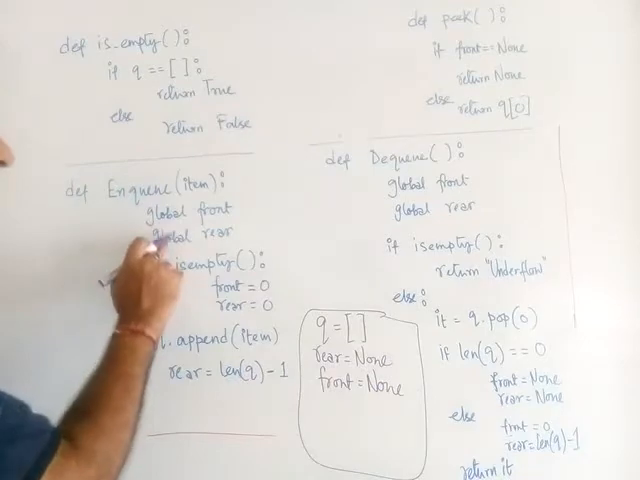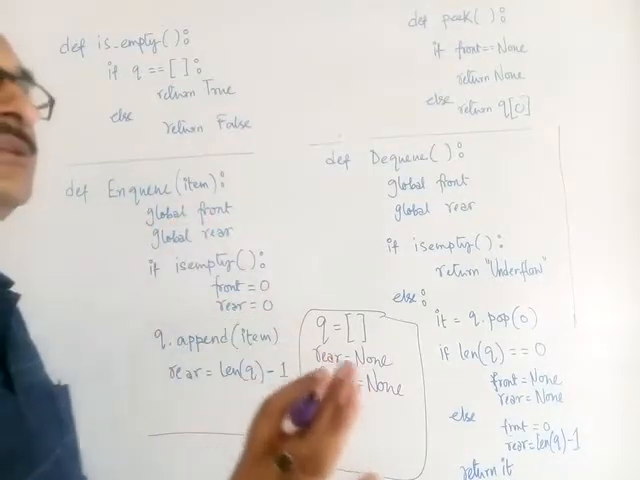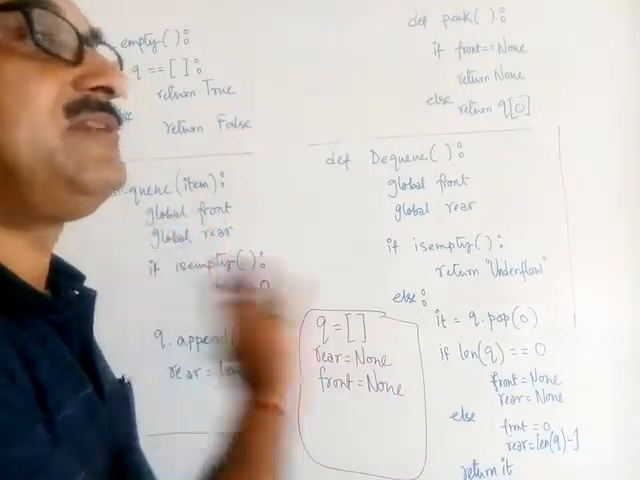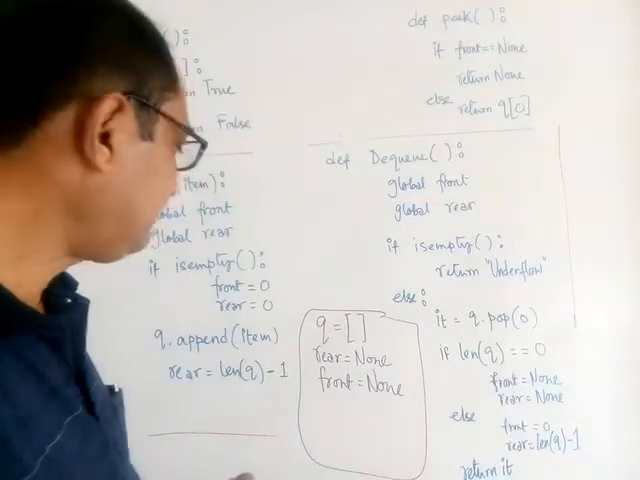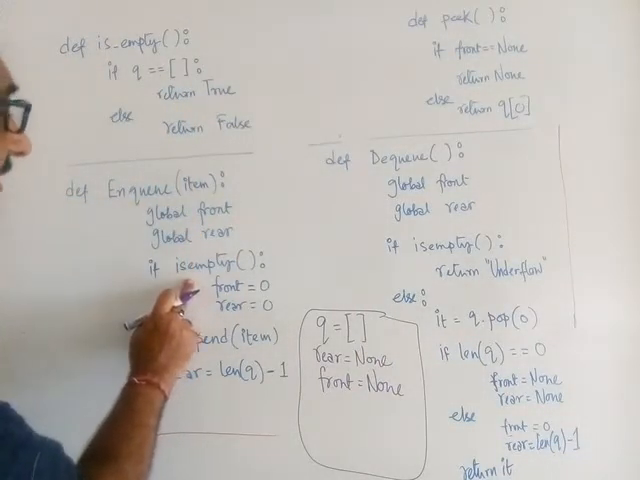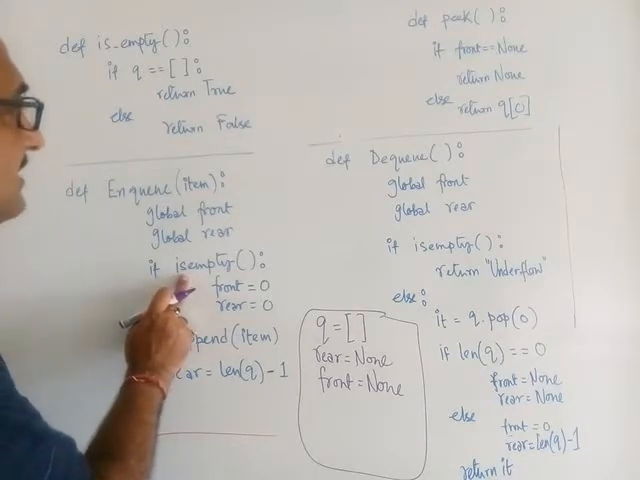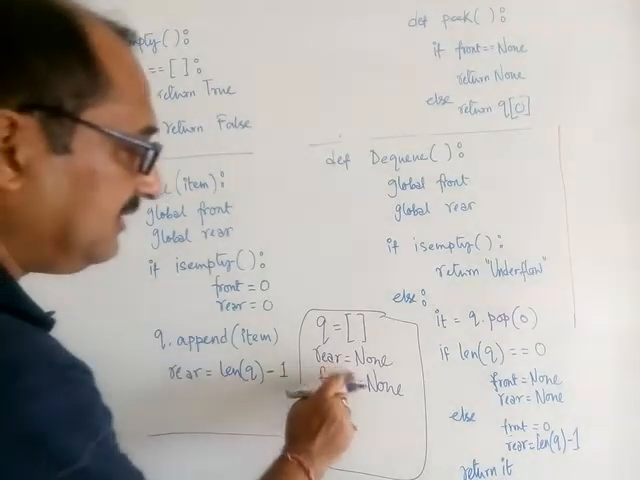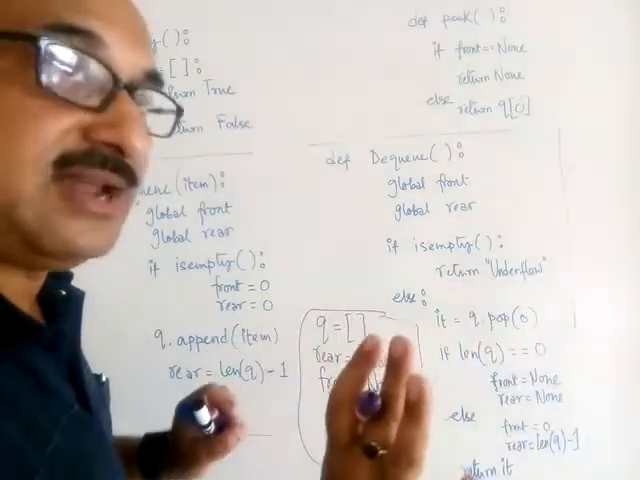In that case we mentioned global, so that the change is noticed by everybody, then the change is permanent. Now he calls the function is empty. Fine? Why he calls the function is empty? Because at the very beginning, rear and front, these were nothing, none.